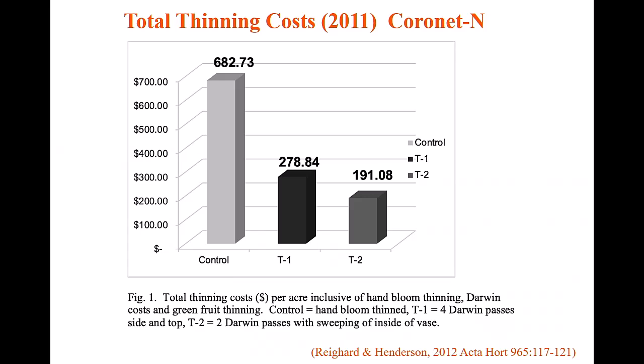And we compared it to the control, which was hand bloom thinning as well as follow-up green fruit thinning. T1 is where we used 4 passes, 2 passes on the sides and 2 passes on the interior of open center. So we had to take 4 passes versus just 2 passes, which is T2. You can see both systems reduced our thinning cost tremendously, and that included coming back and hand thinning afterwards. But from what that shows us, we really only need to pass twice, one on each side of the tree down the row.